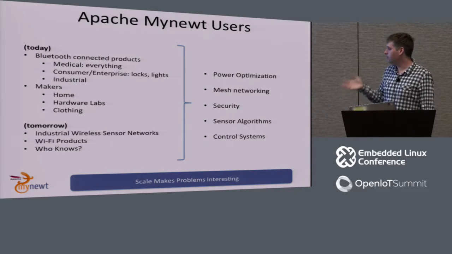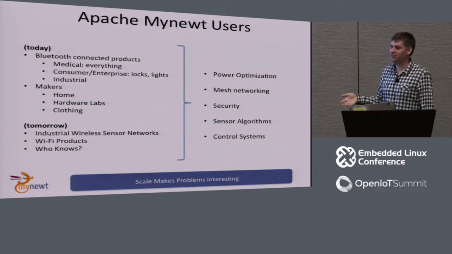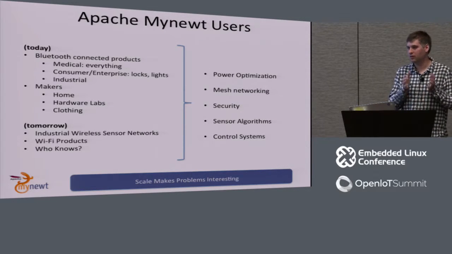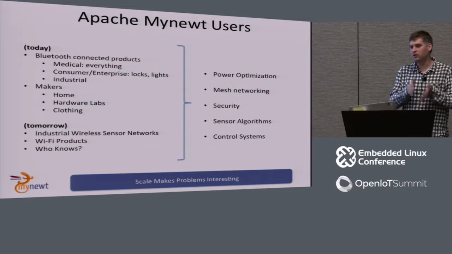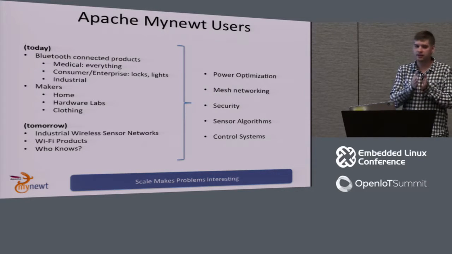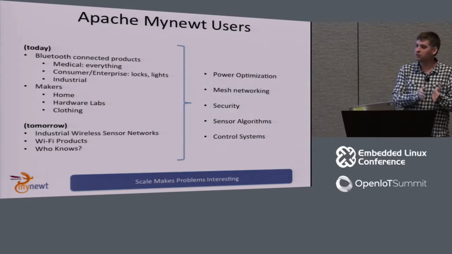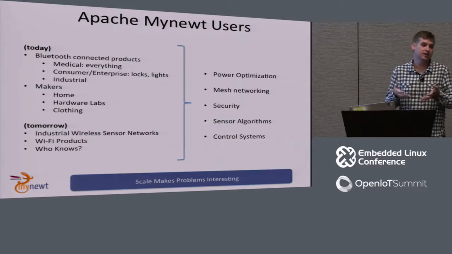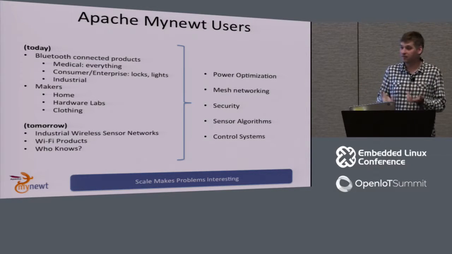And what makes it fun is that scale makes problems interesting, right? It's not that hard to design a power-optimized system for a single chip. But when you have to design a kernel that does power optimization for really small single-chip embedded designs, all the way up to large, fairly complicated MCU designs, and architect a system that way, then it makes it a fundamentally interesting problem.